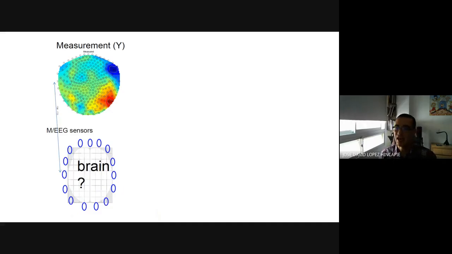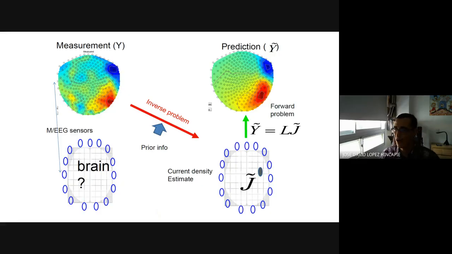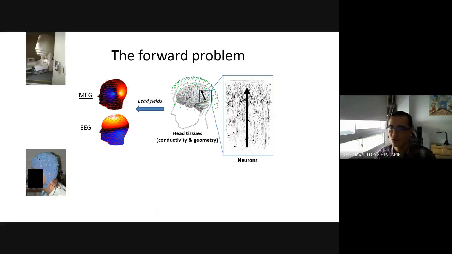You know that something is happening inside of the brain, and what is happening will create a measurement. Then you need to solve the inverse problem, and you need some prior information that will tell you what is going on inside of the brain, the current density estimate, what is the activity inside of the brain. And with that activity, you could solve the forward problem, and with that, you could have a prediction. And the question will be, is the prediction accurate with respect to the measurement that you acquired? And that is what we are going to do. So let's go to some math.